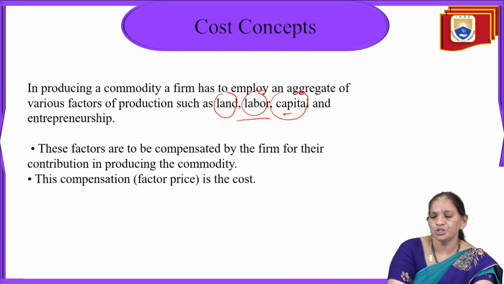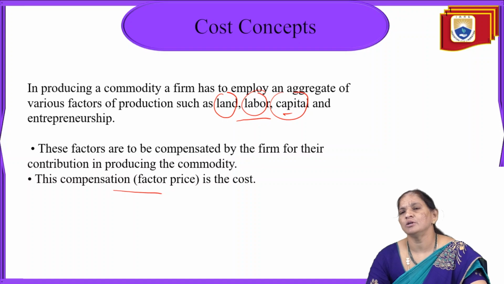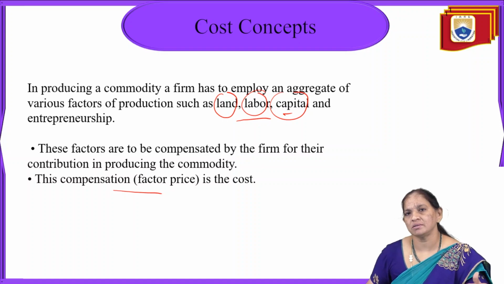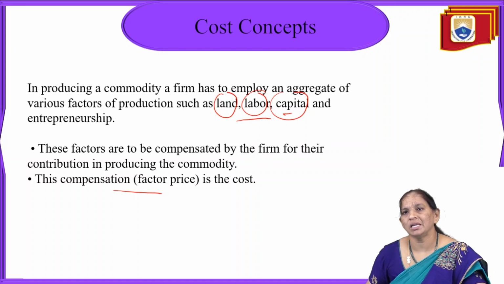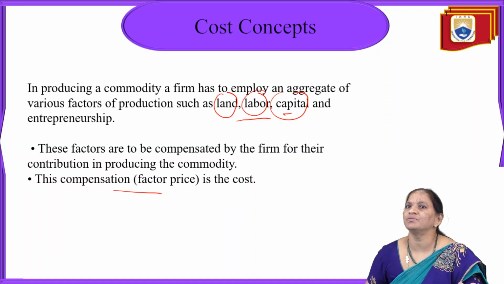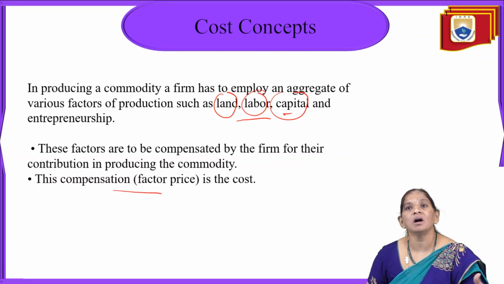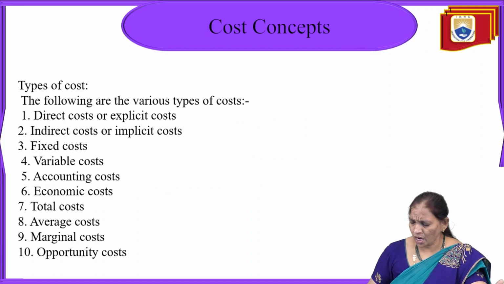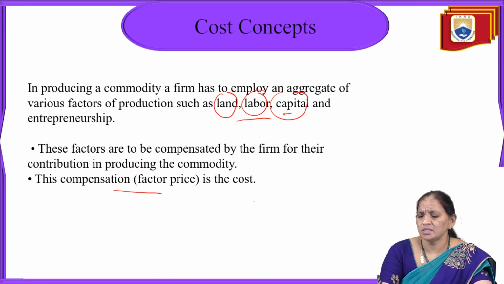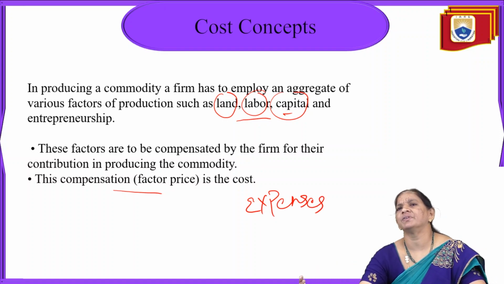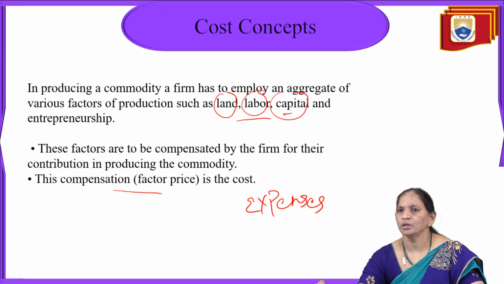This compensation to each and every factor is known as cost, or the expenses, or the amount we pay: to land in the form of rent, to labor in the form of wages, to capital in the form of interest, and to entrepreneurship in the form of profits. Whatever way we are awarding them, we should identify that as cost. Normally we can say cost means expense also. The expense we pay for each factor of production, or each process of production activity, we call cost.